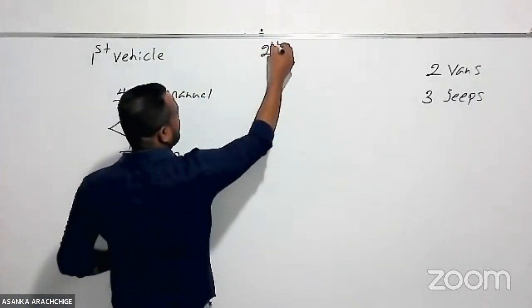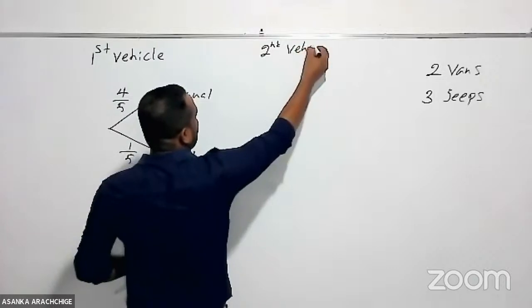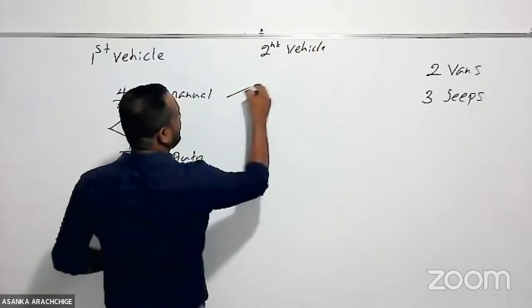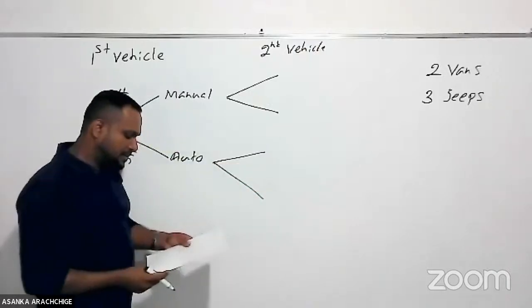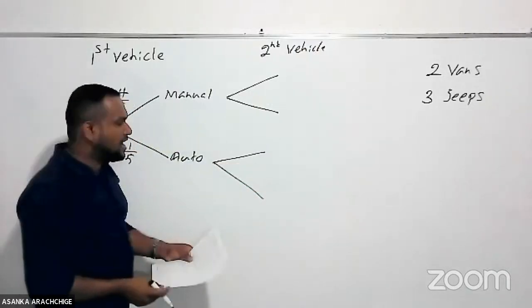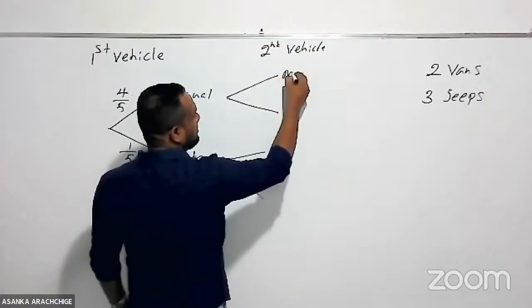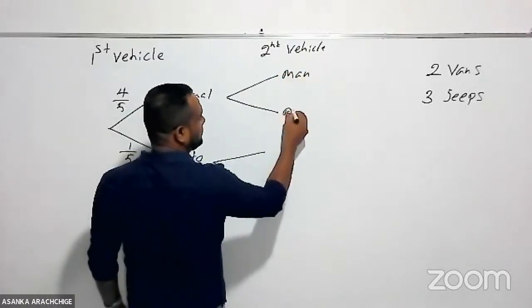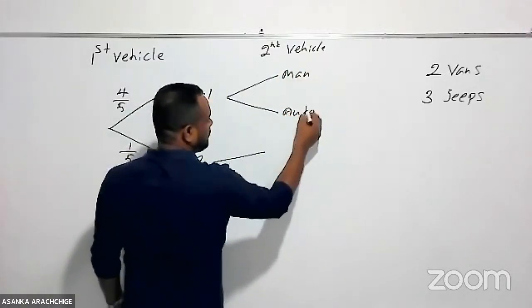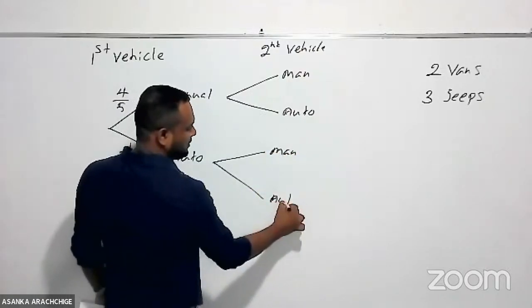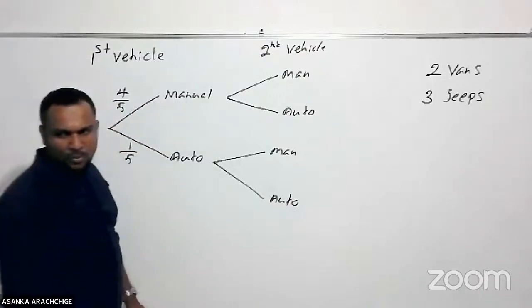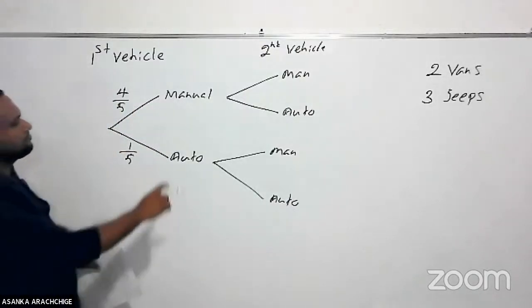The second vehicle has been taken like this. Again manual and auto, manual and auto, manual and auto. Now think wisely.